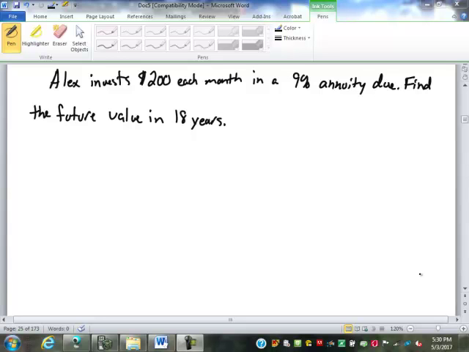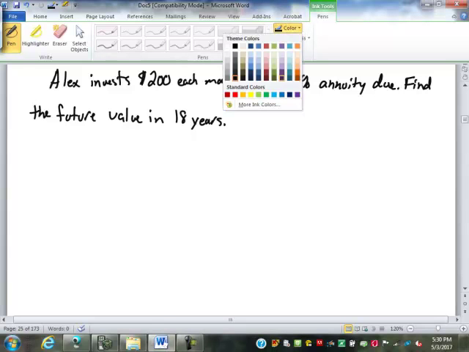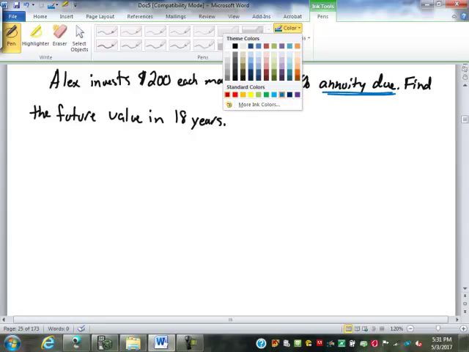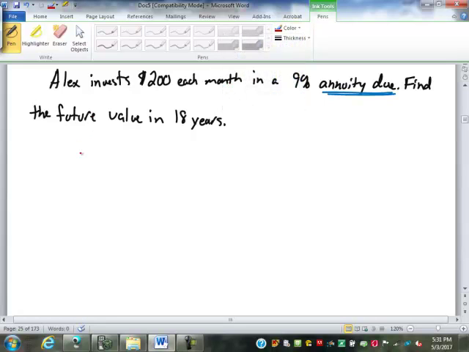Okay, so Alex invests $200 each month in a 9% annuity due. The annuity due is the big phrase here that we're going to come back to in just a minute. The first thing whenever we're dealing with an annuity, we must decide, is it accumulation phase or liquidation phase? So for this one, are we in accumulation or liquidation? Accumulation, they are paying in. So it's accumulation.